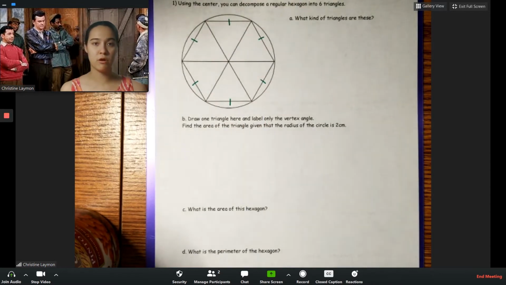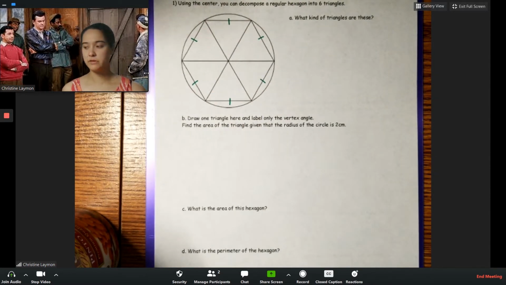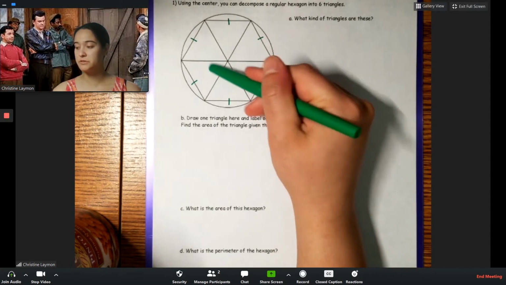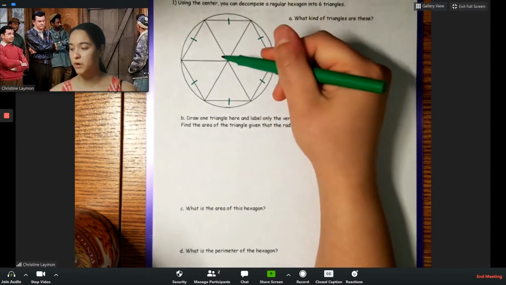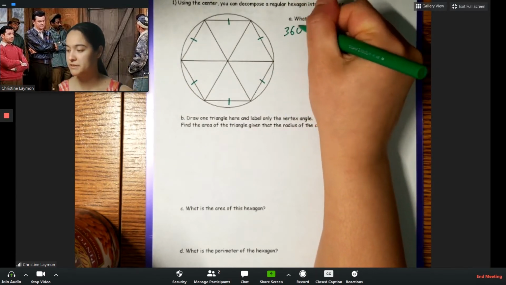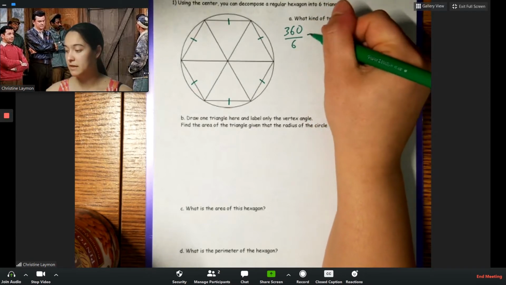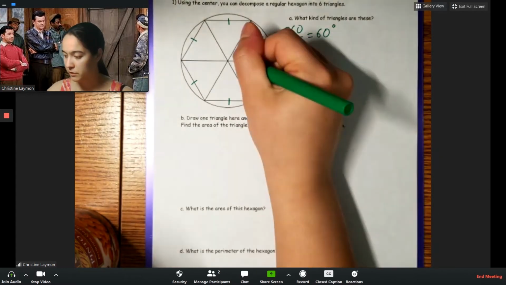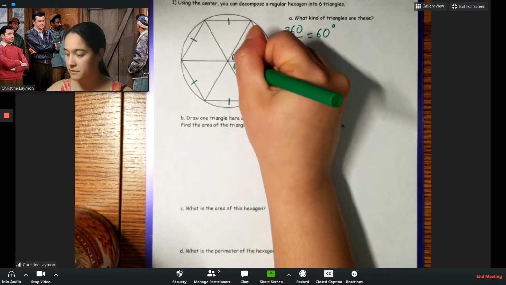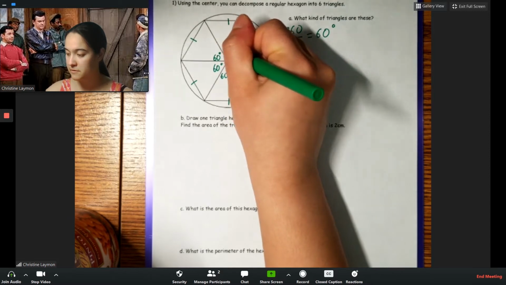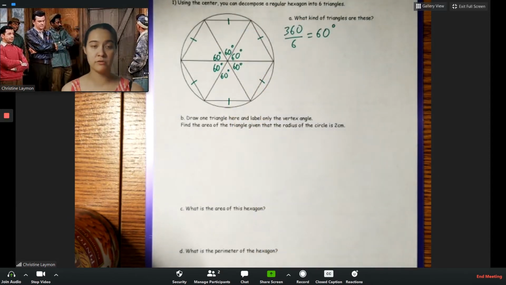Okay, so I have the outsides marked. Let's take a look at these angles here. Remember, a full circle adds up to 360. Whatever these angles are, they have to be the same. I have 1, 2, 3, 4, 5, 6 angles, so I'm going to do 360 divided by 6. Each of those central angles must then equal 60 degrees. I'm going to go ahead and label that: 60 degrees, 60, 60, 60, 60, and 60. They're all 60 degrees.